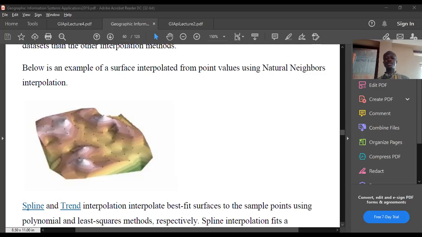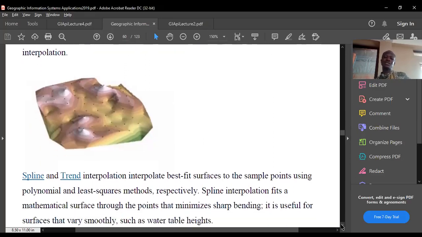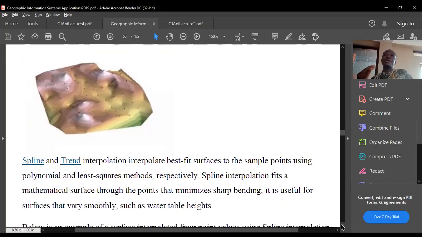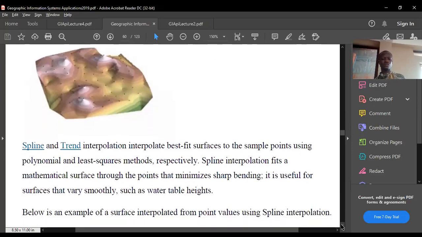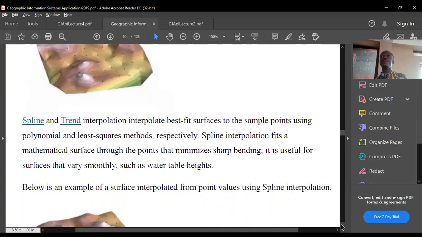So spline and trend interpolation interpolate best fit surfaces to sample points. So it may not be that accurate, as you can see. It just tries to find something that will fit it. So there are different mathematical surfaces. Are you all right? So look at your reality and then see which one fits it. That one is quite dangerous, isn't it? But then of course, it all depends on the data available to you.